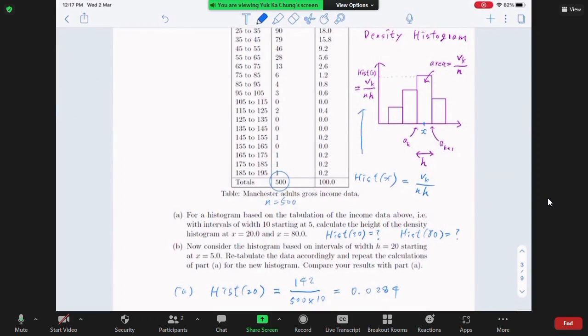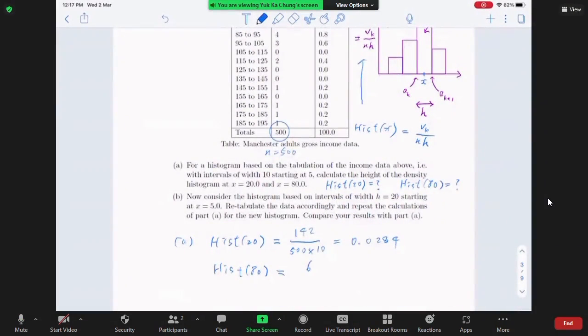Similarly, for the histogram at 80, we need to locate the class containing 80, which is from 75 to 85. The frequency Vk is 26. Similarly, we divide by n times h. So this is the answer for part A. Understand? Now, next we move on to part B.